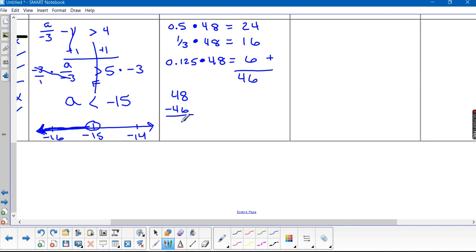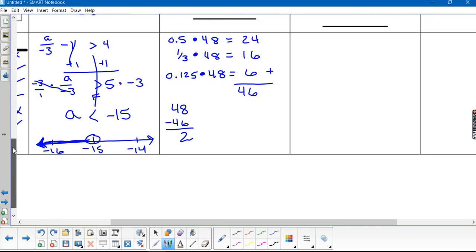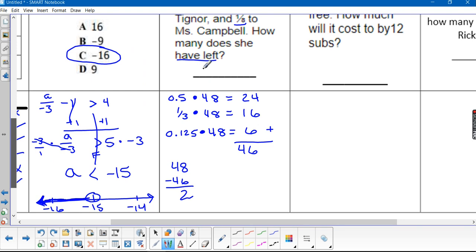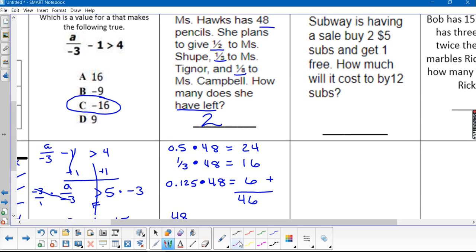Good Lord. Now this is what I've got left. Like 2 out of the 800 that we've used this year already. Or should I say 8,000. Okay. 2 pencils left. Good deal. Let's keep going.